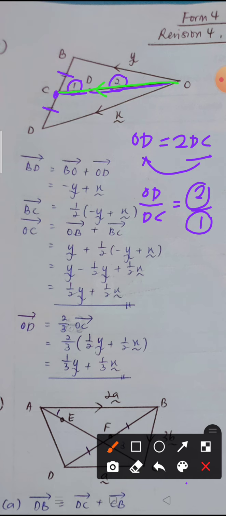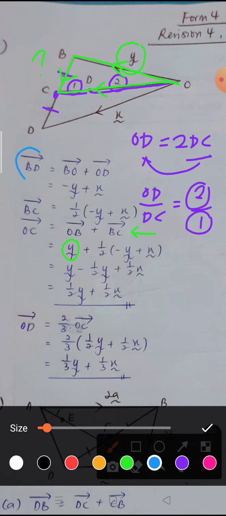So how to form vector OC? We'll have this way. Vector OB add with vector BC, to form this equation. So OB, we have vector y. And how to get vector BC? To get vector BC, we need to refer to vector BD. So vector BD is here. This is vector BD. So how to form vector BD? We are going to use vector BO add with vector OD.